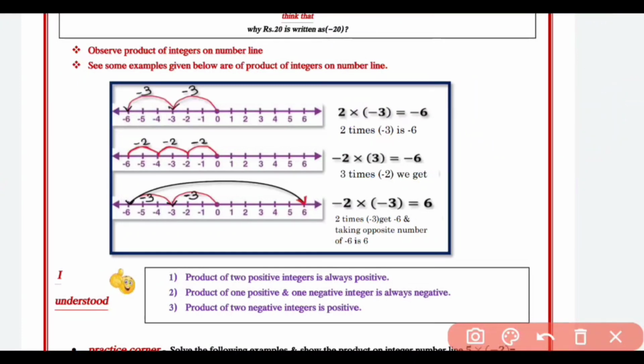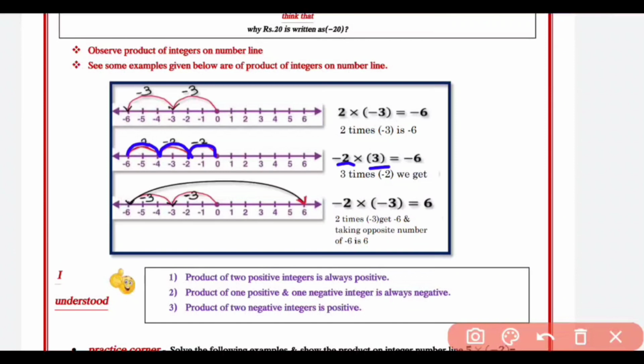Now let us see the second example. In the second example, what is there? Minus 2 multiplied by 3. So 3 times minus 2 we have to take. Again minus sign means we have to take the jumps on the left hand side. 2 means we have to take jumps of 2 units. And how many times? 3 times. So 0 to minus 2 is 1 jump, 2 units. Minus 2 to minus 4, second jump, again 2 units. And minus 4 to minus 6, third jump, again 2 units.